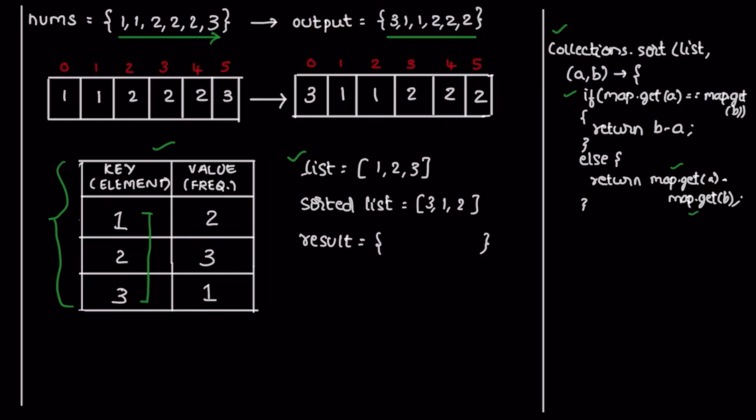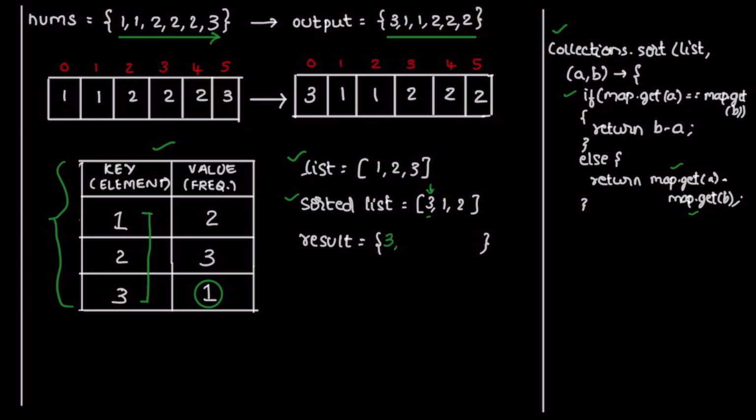Now we have the sorted list 3 1 2, but that can't be returned as the output. We have to get the frequency of these elements and then print them that many number of times. So first we are going to iterate through the sorted list. It will take the first element here. So the first element in this array is 3. So it will get the frequency of 3. The frequency of 3 is 1. 3 will be printed once in the output.